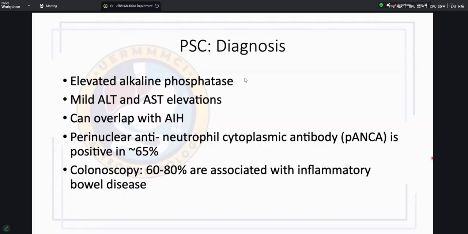A small percentage of patients can have an overlap syndrome with autoimmune hepatitis, and in these cases, the ALT levels may be highly elevated. And then there's one autoantibody, the perinuclear anti-neutrophil cytoplasmic antibody or PANCA, that is positive in 65% of patients with PSC. Also, around 60 to 80% of patients with PSC have inflammatory bowel disease, predominantly ulcerative colitis, so a colonoscopy is also recommended at diagnosis.